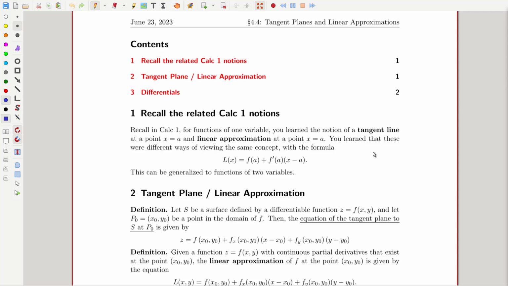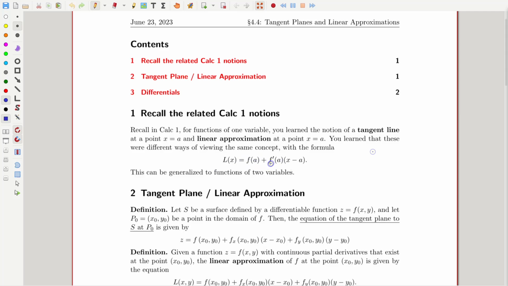In Calc 1, you learned about the notion of the tangent line to a curve at a point and how the derivative helps you to create such a tangent line. And you also learned the idea of linear approximation, or creating a linear approximation to a function at a given point. And you learned that these two notions are the same. The equation that describes both of these things is this one. I've written it in the linear approximation version. If you want it in the tangent line version, this would be a y.